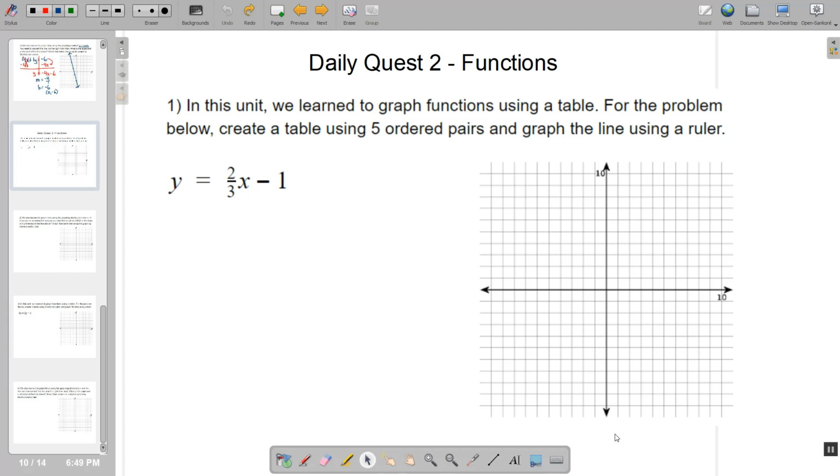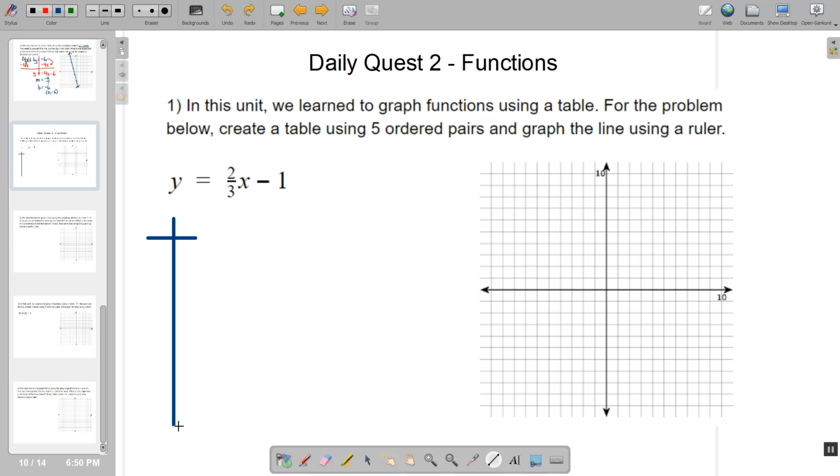Is once again going to cover functions, how to graph functions, and using the slope-intercept shortcut to help us graph faster. So for this problem below, I want you to create a table using 5 ordered pairs and then graph the line using a ruler.